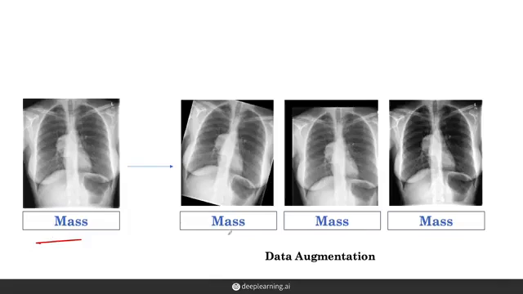We can rotate it and pass it in, or we can translate it sideways and pass it in, or we can zoom in, or we can change the brightness or contrast, or apply a combination of these transformations. This method is called data augmentation.